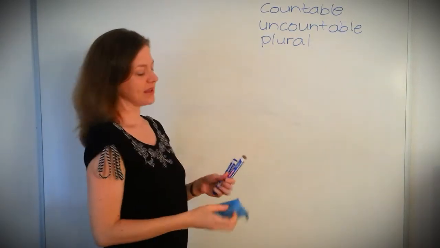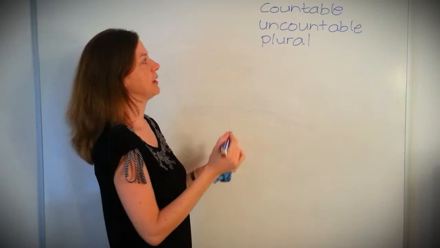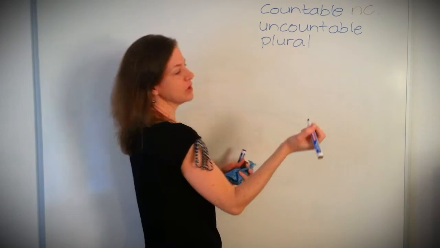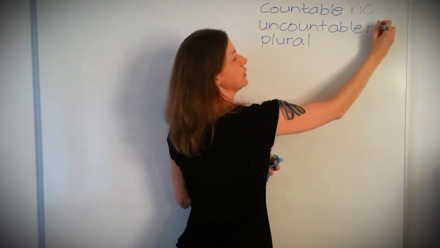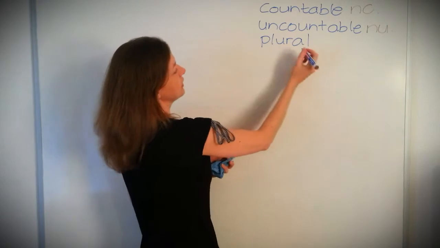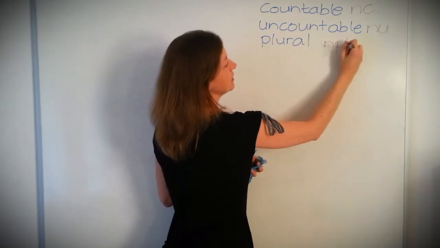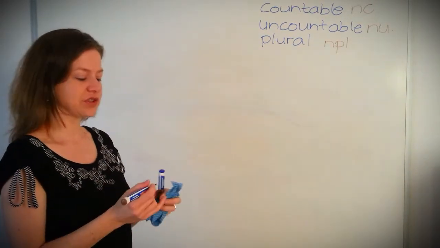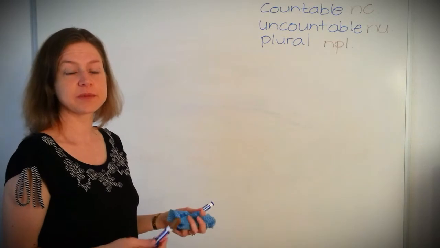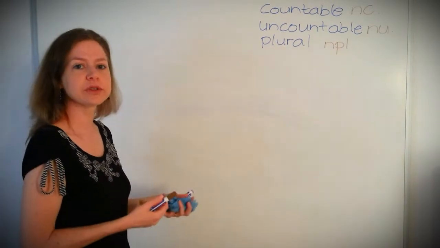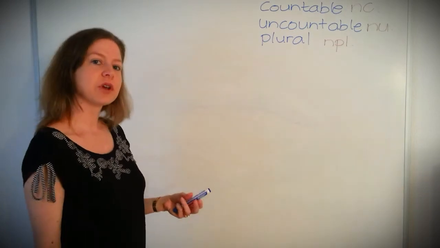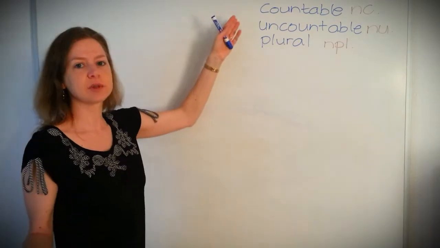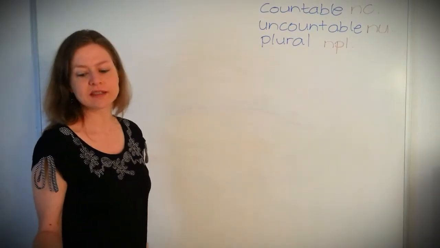Okay, now in dictionaries, these different types of nouns are often labeled like this. Countable is NC, noun countable. Uncountable would be NU, noun uncountable. And plural would be NPL, or noun plural. It's advisable to use this system when you teach students nouns. Once they know the difference between a countable, an uncountable, and a plural noun, if you teach them a new noun, you should let them know what type of noun it is. If you don't specify, they'll usually assume that it's countable and that its plural is formed with an S.